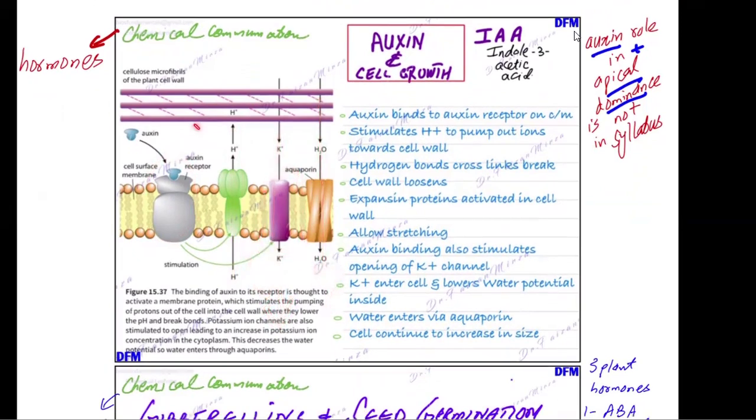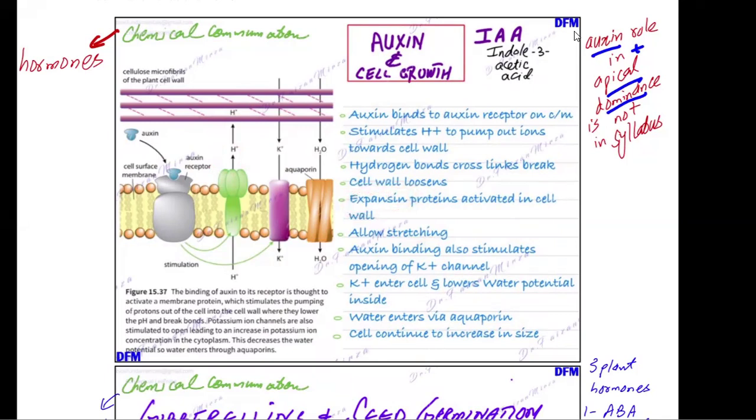Now, since the cell wall is weakened, these H plus ions also activate proteins called expansins. These expansin proteins are inside the cell wall, and these expansins allow stretching of this particular cell wall. So the water keeps entering and the cell keeps increasing in size. This is how auxin works.